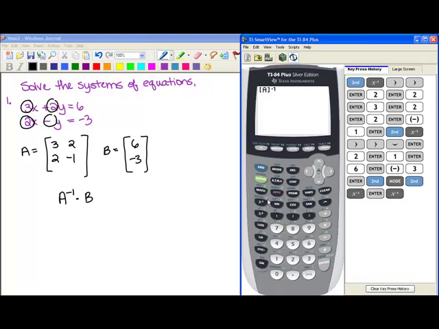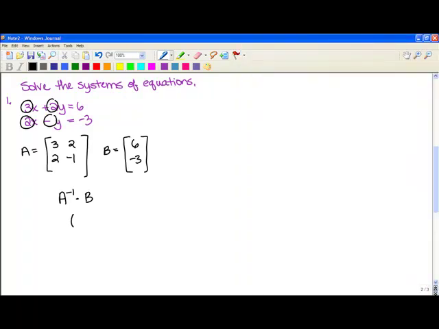And then we need to multiply this by b. So press second matrix again and call up the name b. So this will always be our calculation, solving systems of equations by a matrix. Press enter, and the answer is 0, 3. This means that the x value is 0 and the y value is 3. That makes both equations true.